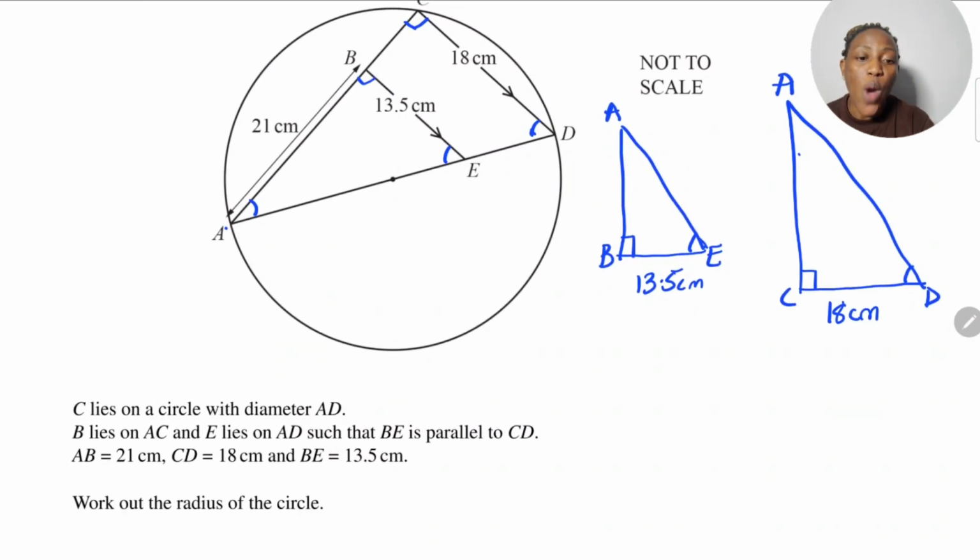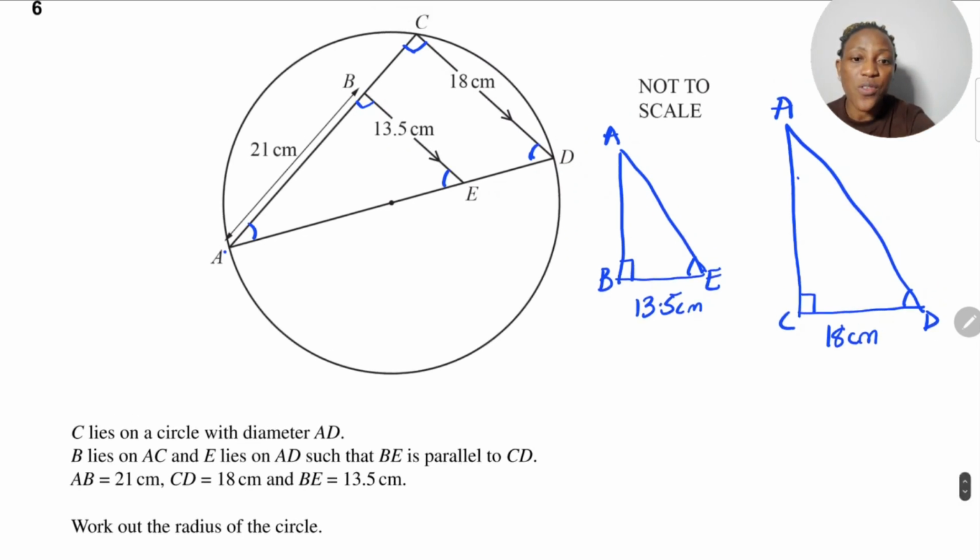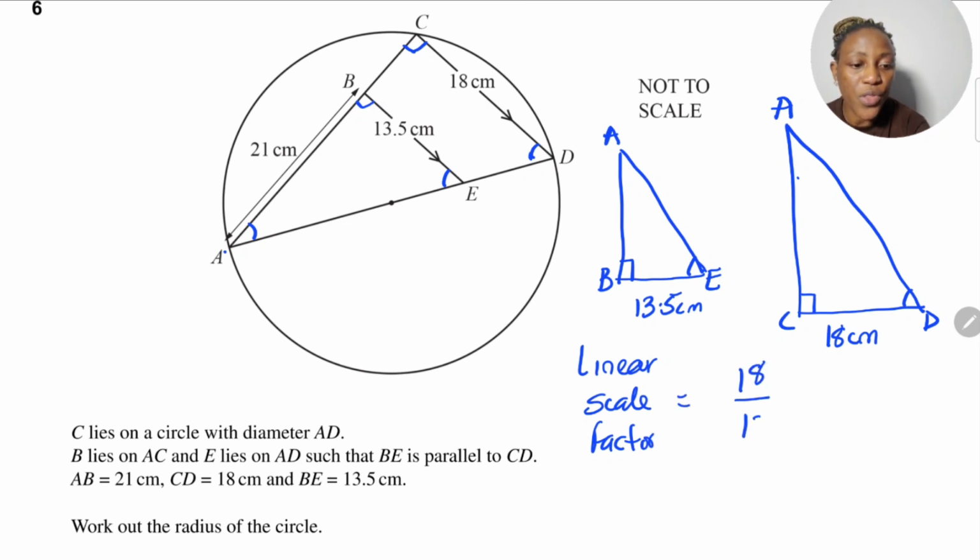In our bid to find the diameter, the first thing we need to do is to find the linear scale factor. Why am I particular about it? Because if I know the linear scale factor, it's going to help me in finding my AD. You're not sure yet? Just stay with me. Let's find our linear scale factor. The corresponding sides are CD and BE. So my linear scale factor is going to be what? 18 over 13.5. Simplifying this is going to be 4 over 3.